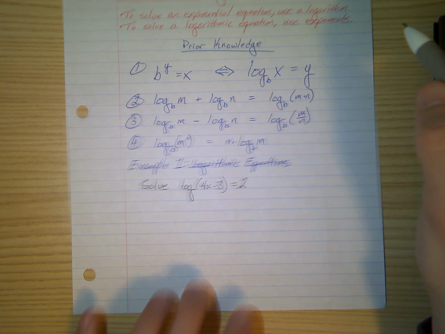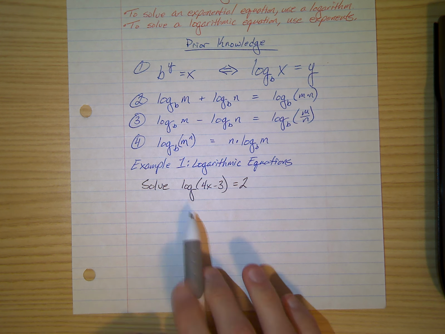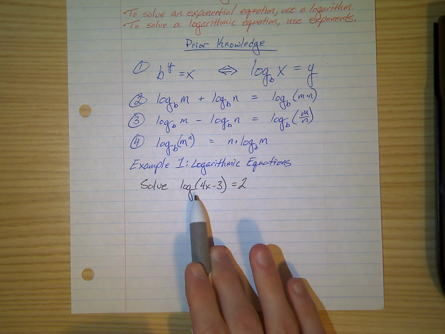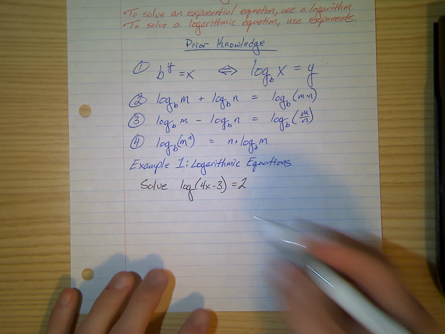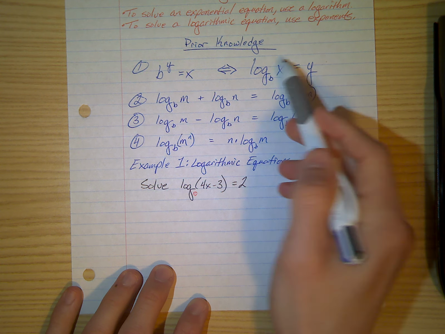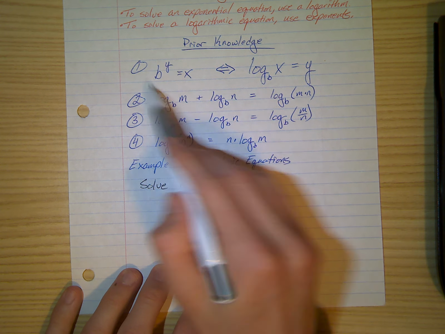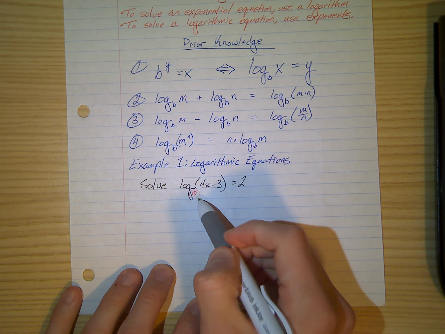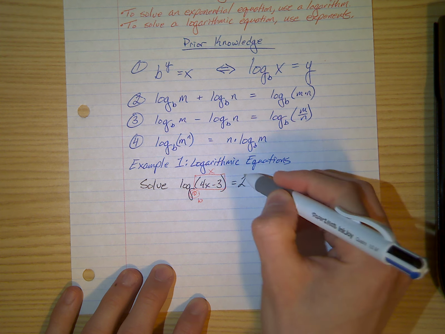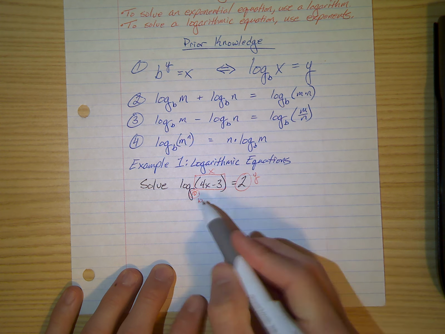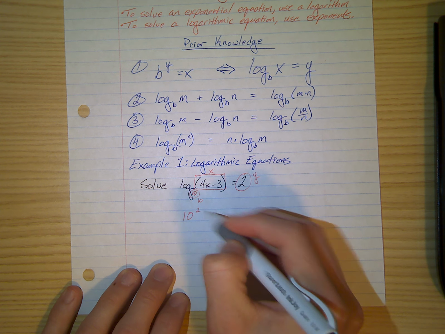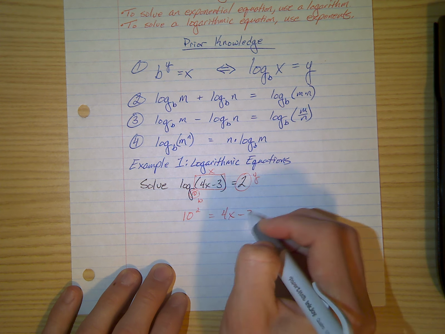So our first example today, solve the equation log of 4x minus 3 is equal to 2. Now the base isn't shown, which means it's 10. So what we actually have is base 10 here, and converting from this form over to this form. Again, we set the base with 10. This part right here is going to be the x, and this would be the y. So what we actually have is 10 to the second power is equal to 4x minus 3.